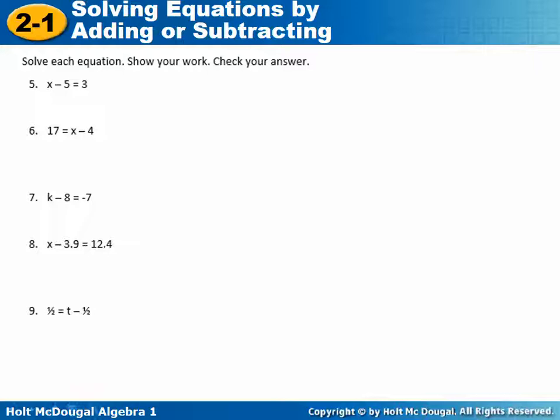Let's look at number 6. Number 6, we have 17 equals x minus 4. Find the variable. It's x. What's being done to the variable? It has 4 being subtracted from it.